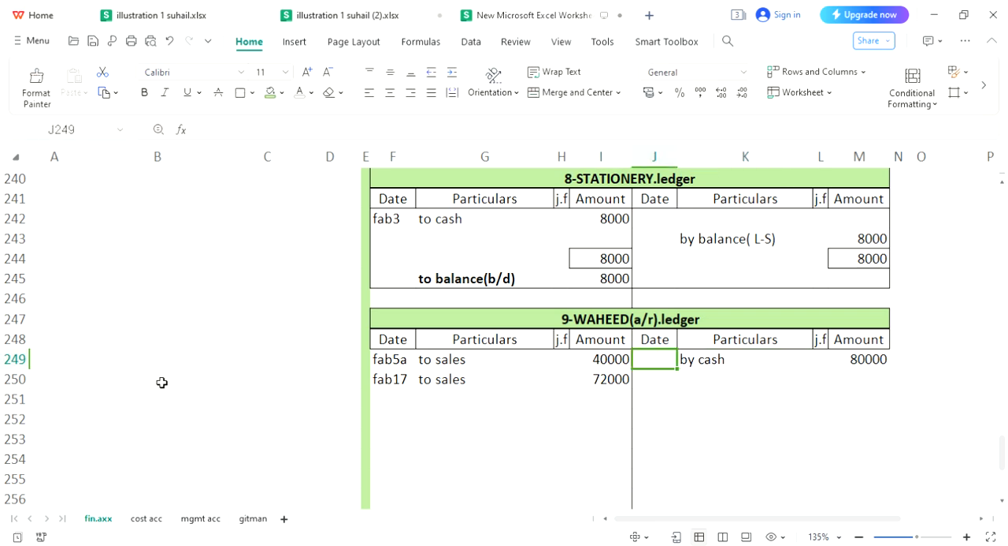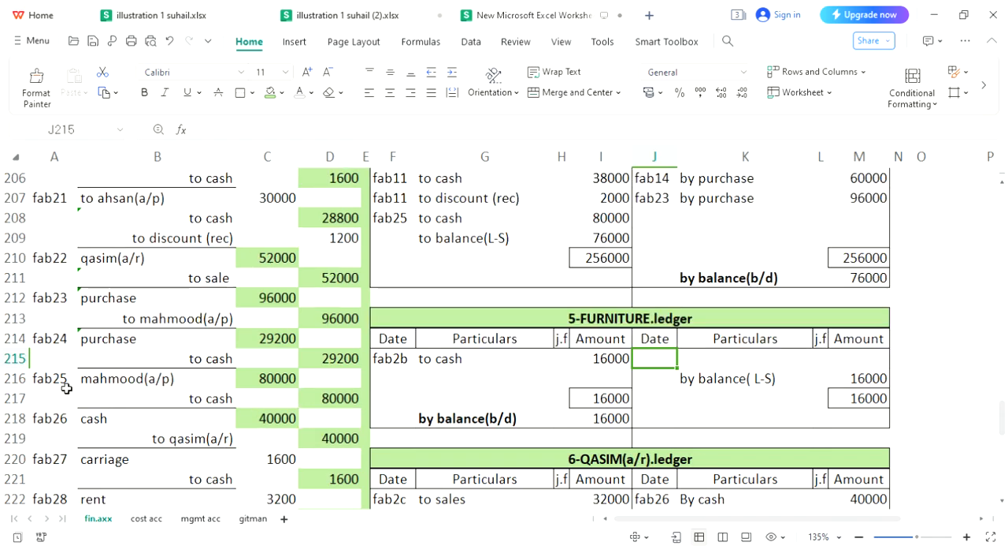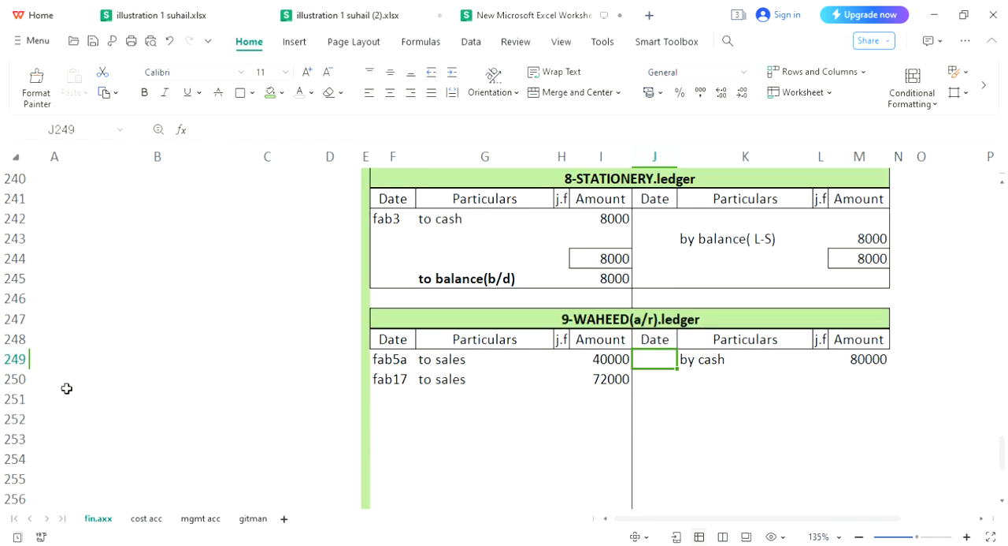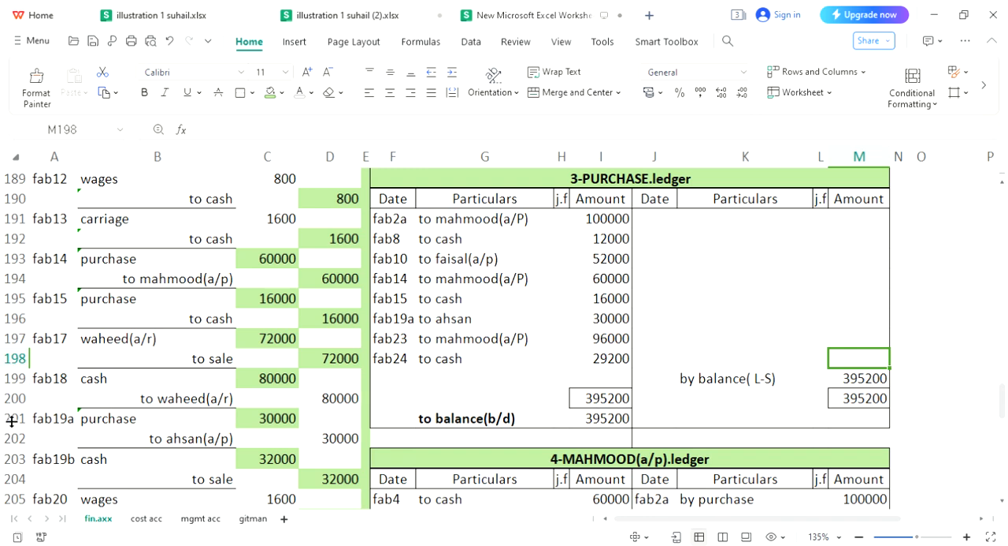And now it's time to see the 80,000 date. This Waheed was posted. The date is February 18. Put February 18 over here. The date is mentioned, the reference is given, the amount has been posted, 80,000. So the entry including this 80,000 is completed. We are marking it as a completed entry.